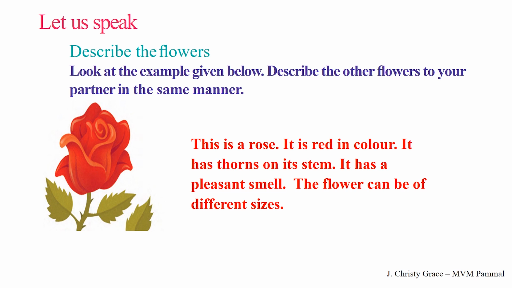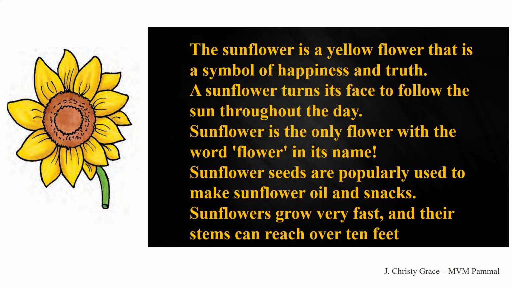Next, see. You just observe the picture. What is the name of the flower? Yes, sunflower. Just read along with me. The sunflower is a yellow flower, right? And that is a symbol of happiness and truth. So, the sunflower represents the symbol of happiness and truth. A sunflower turns its face to follow the sun throughout the day.